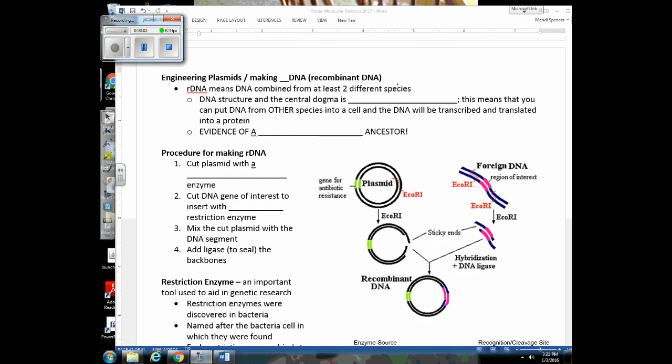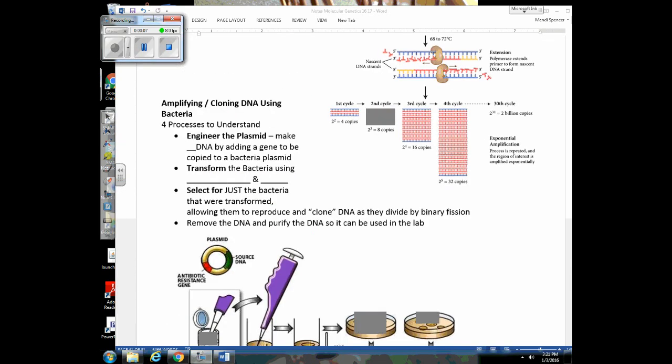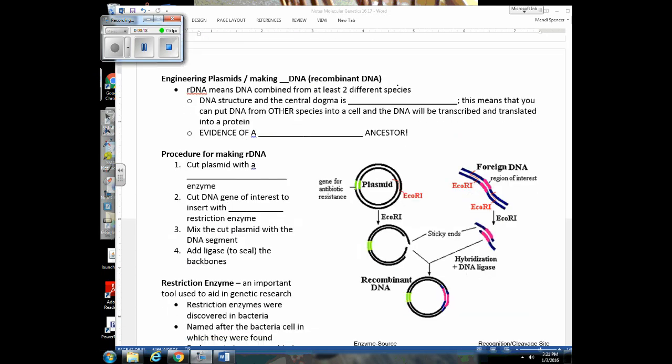On this page, I'm going to start to go through the specifics of these 4 big ideas that you need to understand to allow bacteria to clone DNA for us. So the first thing that we're going to look at is how we can engineer plasmids. When we have plasmids, and they're a combination of DNA from 2 different species, we call them recombinant plasmids or recombinant DNA. To abbreviate that, you just put an R there in front of DNA.